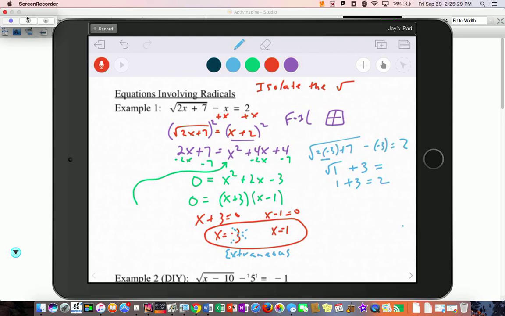And if I do the same thing with the 1, I can do 2 times 1 plus 7, subtract the 1, and see if that's equal to 2. So right here, I end up with 2 plus 7 is the square root of 9. And square root of 9 is 3, so does 3 minus 1 equal 2? Yes. So this one does work. So you find two solutions, one's extraneous. So now you're going to pause the video and try example number 2. So pause it now.